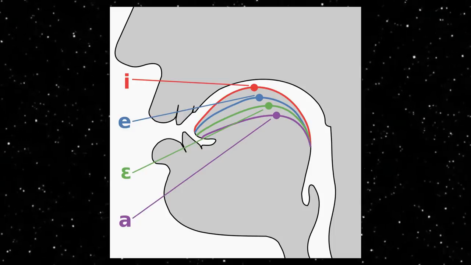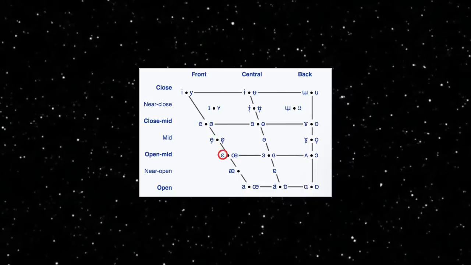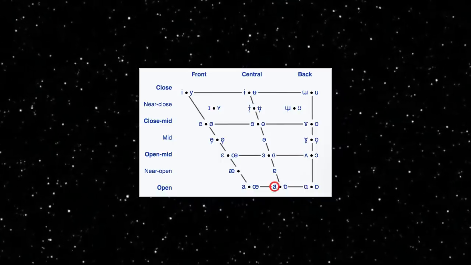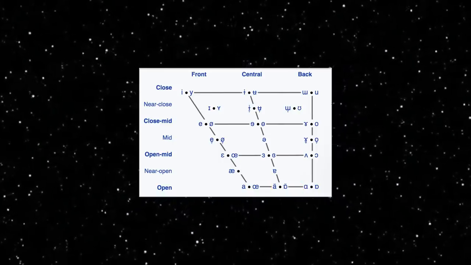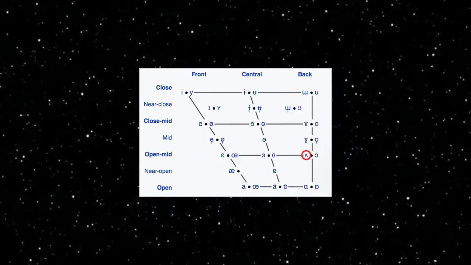What vowel you make depends on how open your mouth is. E, A, E, E, A, A. How far back it's being made. A, A, A. And if your lips are rounded or not. E, U, E, U, A, O.